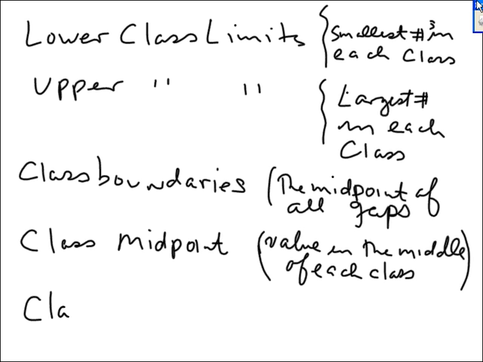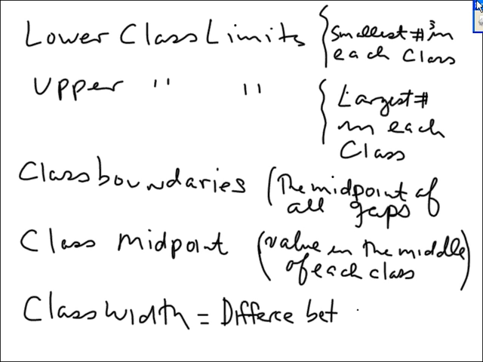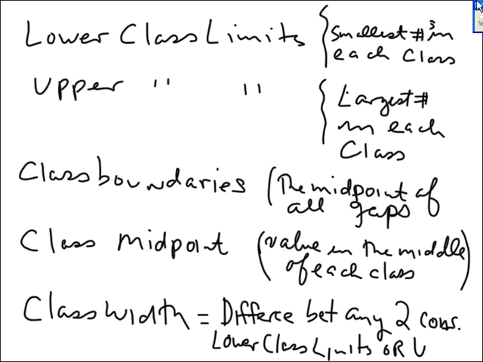The class width. The class width is the difference, that means subtract, the difference between any two consecutive lower class limits or the upper class limits. Just subtract any two that are next to one another, consecutive.